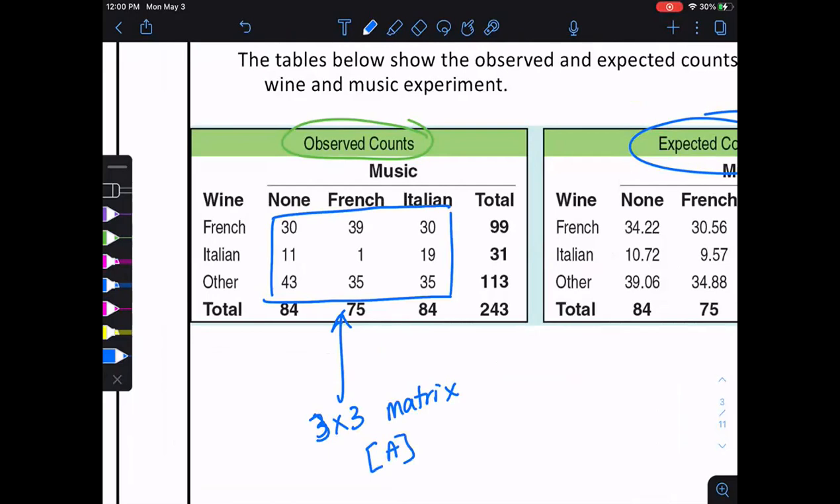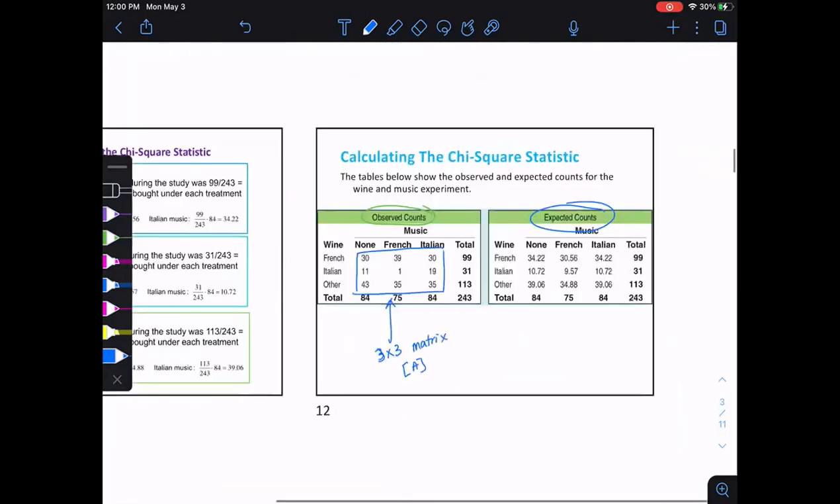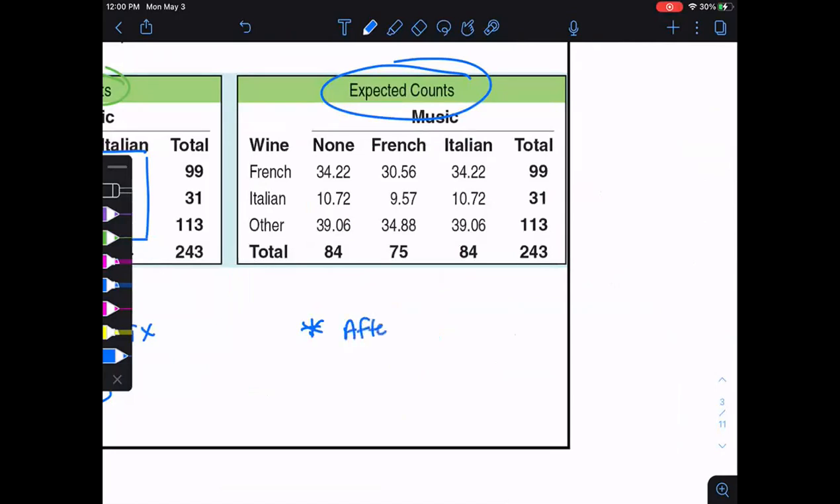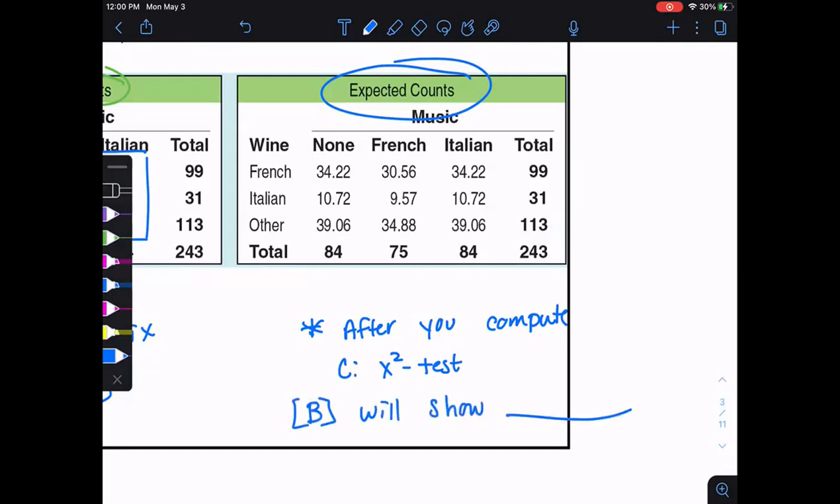Again, I'm going to fly through this, but know that you can get this information from your calculator after you compute option C, which is the chi-squared test. Matrix B will show the expected counts. You have to actually do the chi-squared test in your calculator in order for it to show the expected counts.